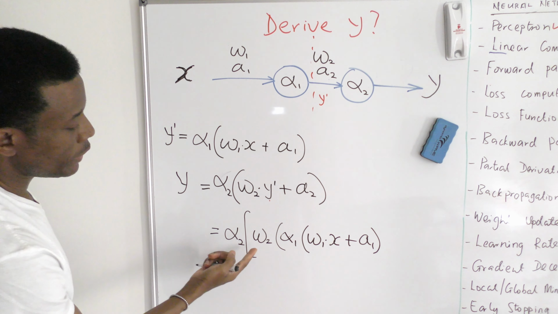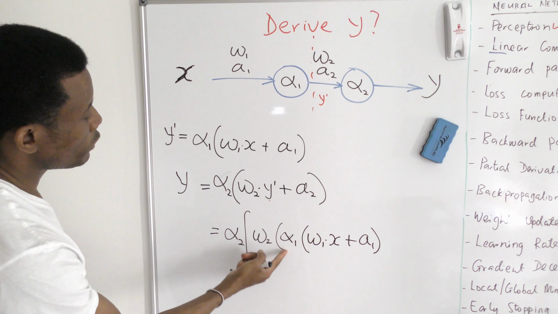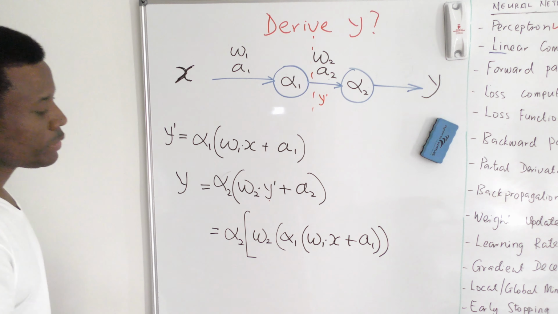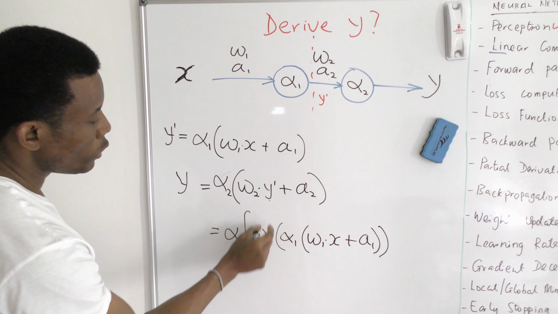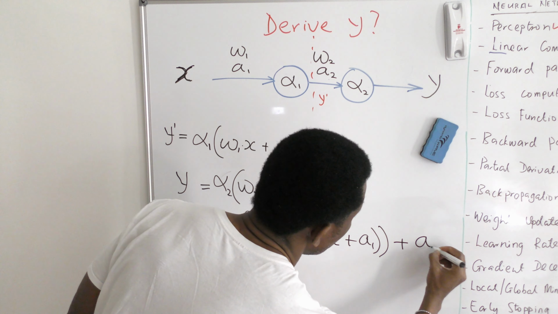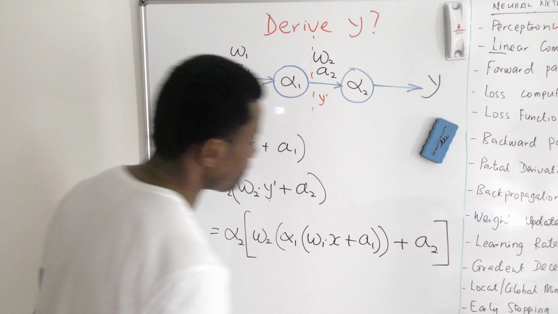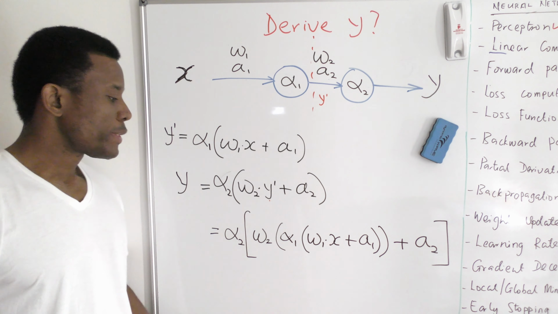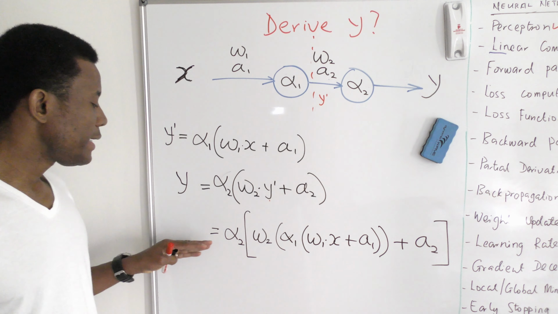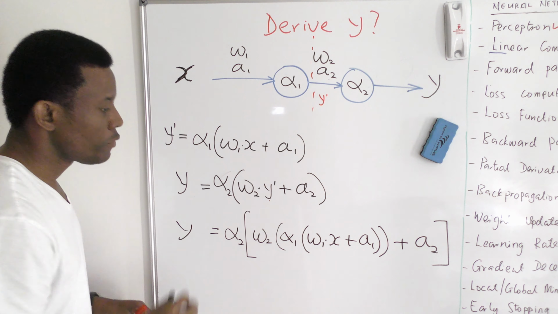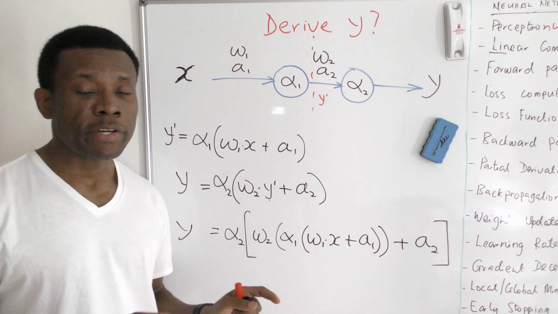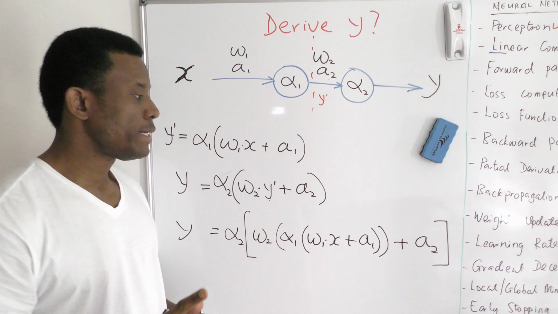So what do we have? We have this, and we close our brackets. So we have w2 times that, and we now add a2. This is the final result of this network. This will be the expression for y on this neural network. And this is how to solve every other neural network problem you might face.